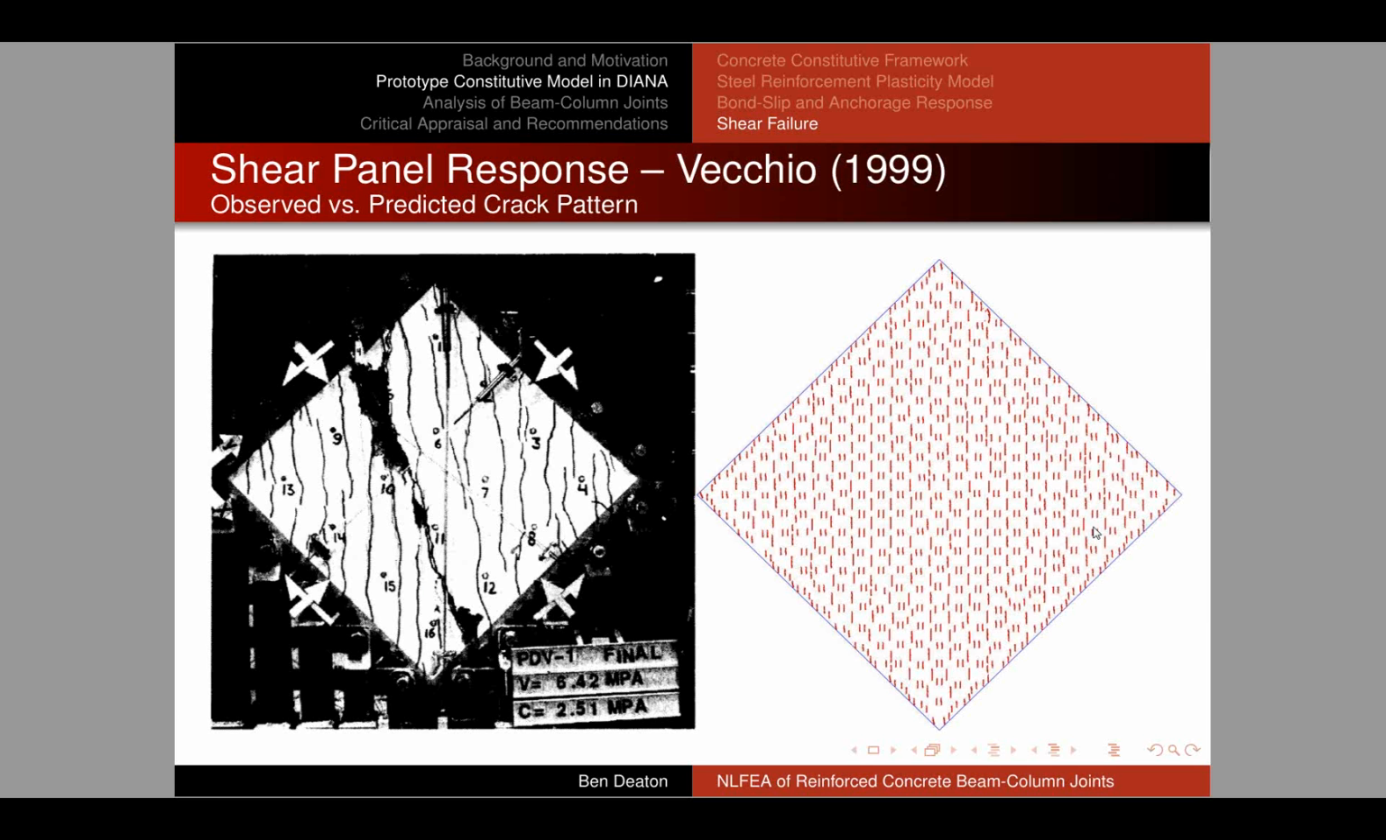Here's a look at some of the observed versus predicted crack patterns. So again, the crack patterns in Diana are a very useful tool to get an idea of the sort of qualitative response of your structure and how damage is progressing. So you can see at the end of this test, we had a number of vertical cracks, the way the photograph is oriented, and we see the same exact thing in the result in the Diana model.